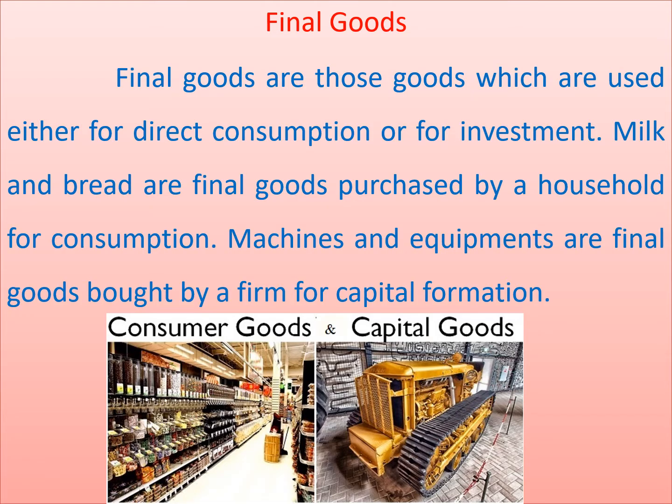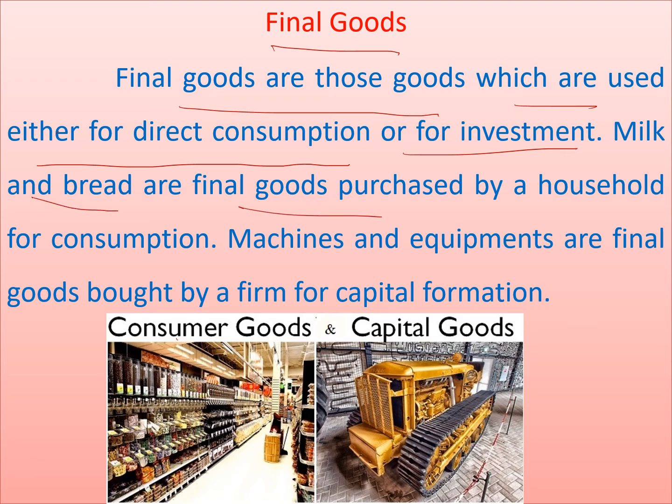Next one is final goods. What is final goods? Final goods are those goods which are used either for direct consumption or for investment. So either it will be direct consumption or it will be for investment. In final goods you have consumer goods and capital goods. Milk and bread are final goods purchased by households for consumption. We are consuming them directly, so they are called final goods.